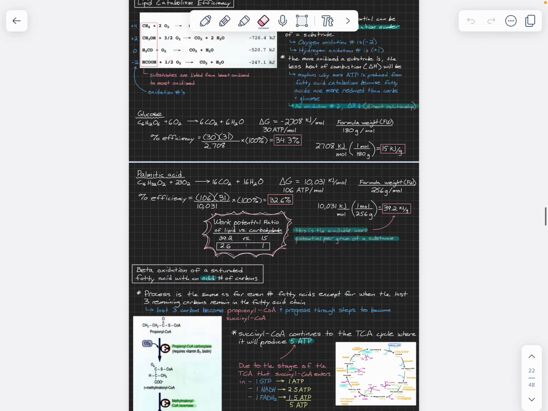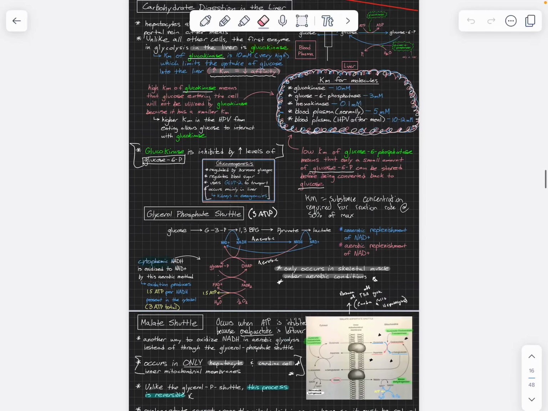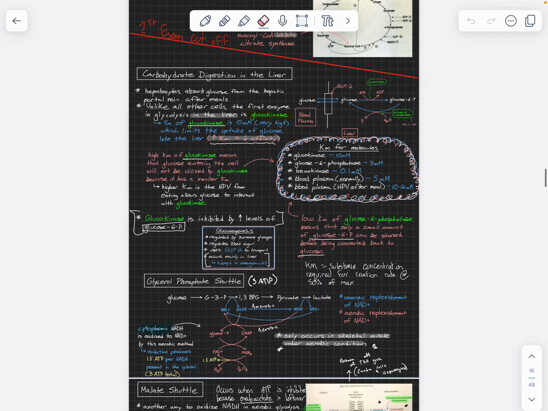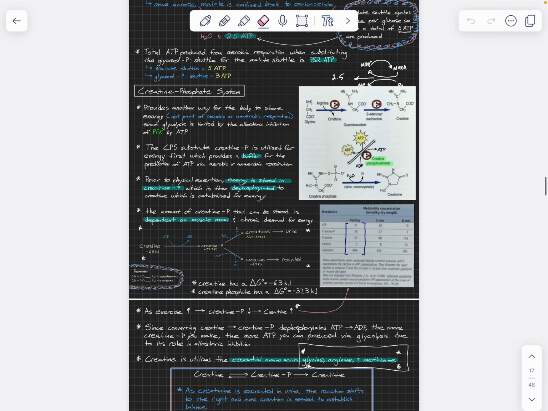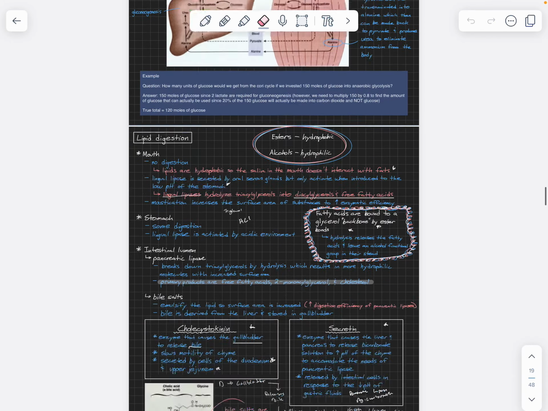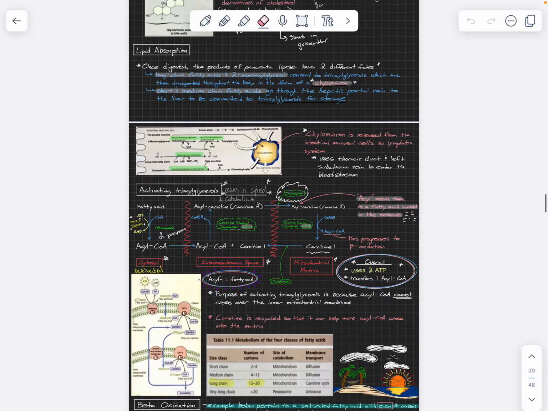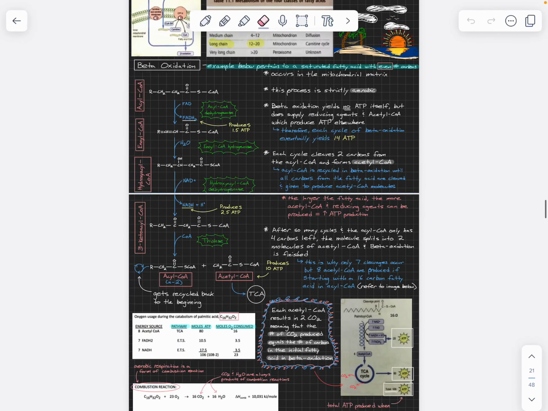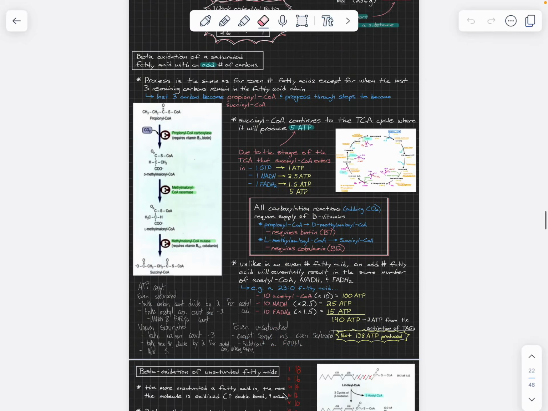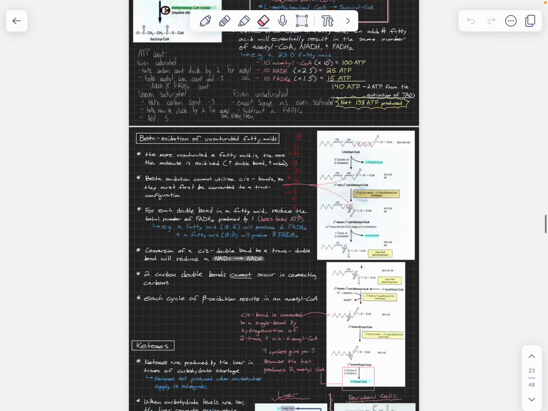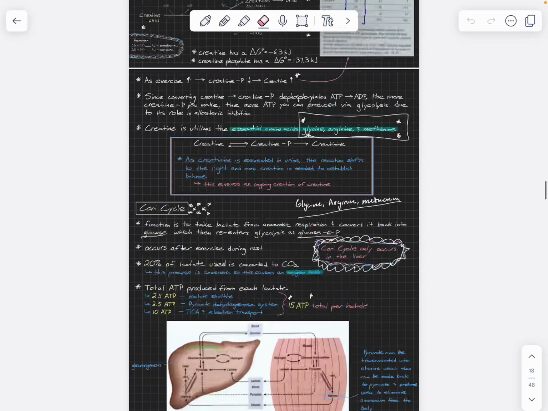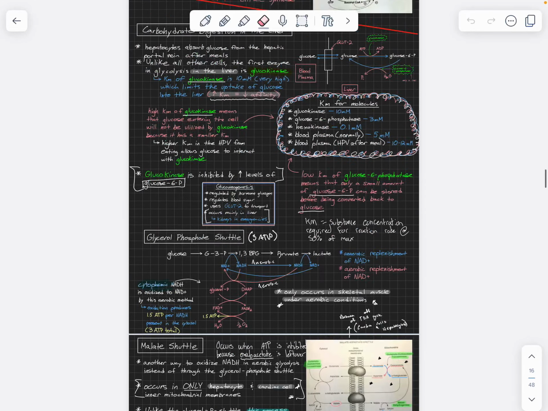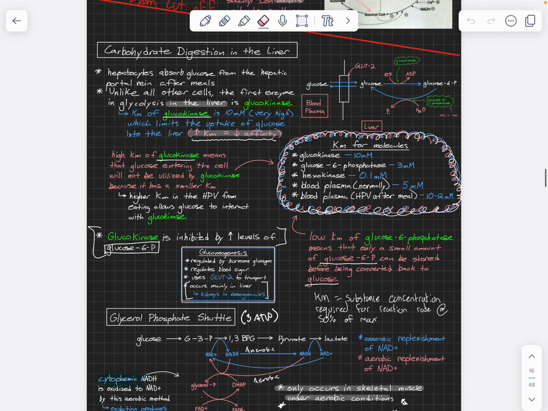So, we're covering, I don't even know. Basically, the malate shuttle. We'll talk a little bit about carbohydrate digestion in the liver. We'll be talking about the malate shuttle, creatine phosphate system, Cori cycle, lipid digestion, lipid absorption, beta oxidation, and ketone bodies. So we have a lot to cover today. So this will probably be a longer video. I'm just going to try and fly through it and give you guys the basic overview again. But let's get into it.